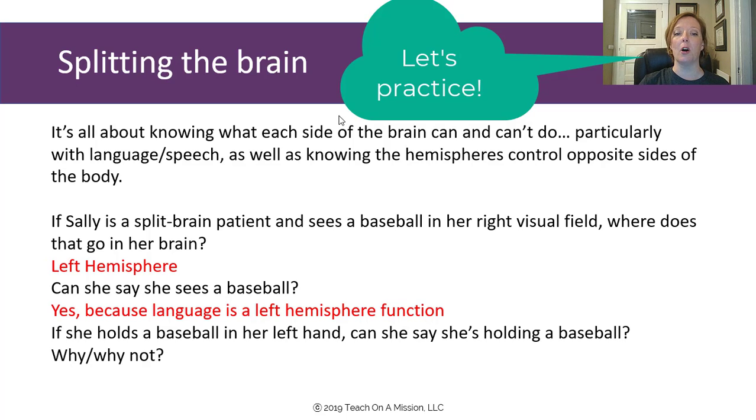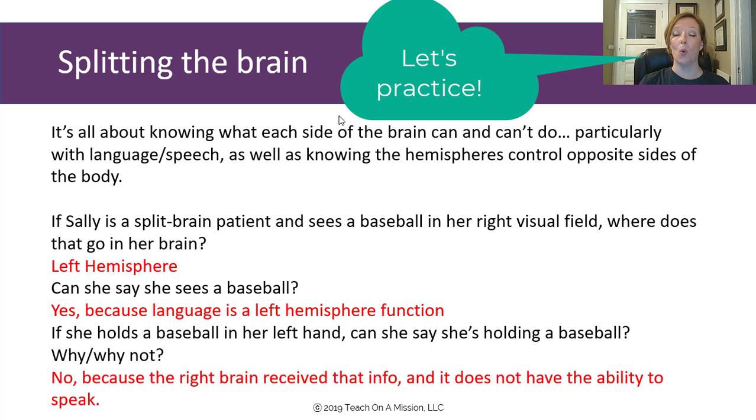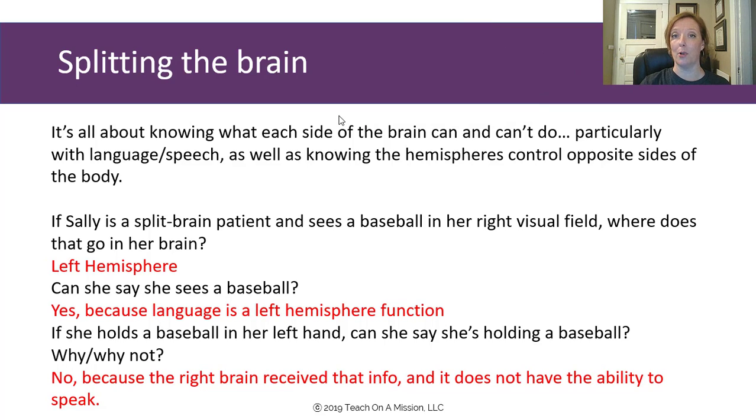If she holds a baseball in her left hand, can she say she's holding a baseball? Why or why not? Well, no, because the right brain received the info, but the right hemisphere does not have the ability to speak. And that is it for the brain part 2.